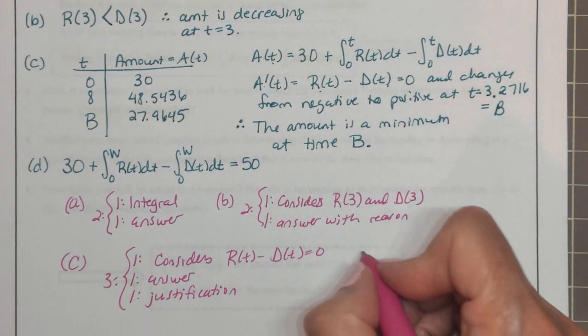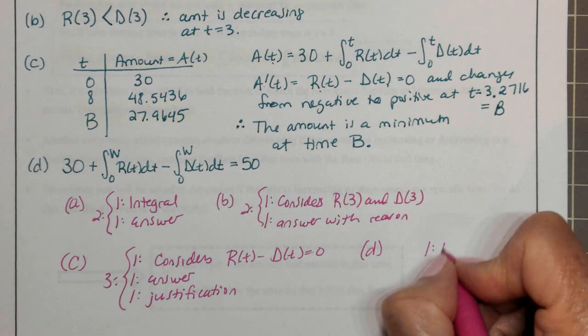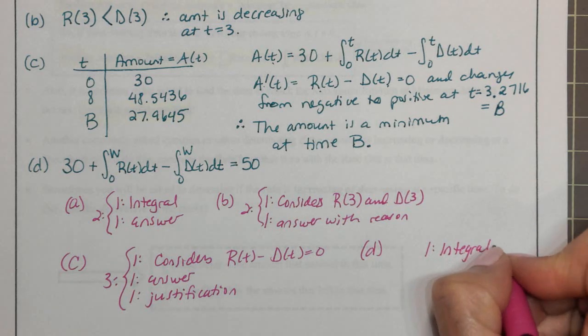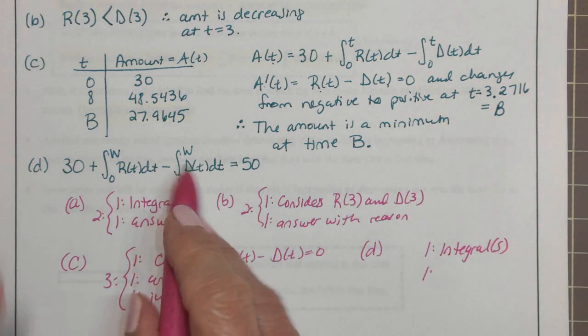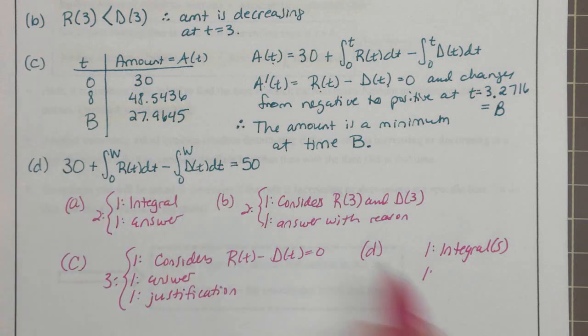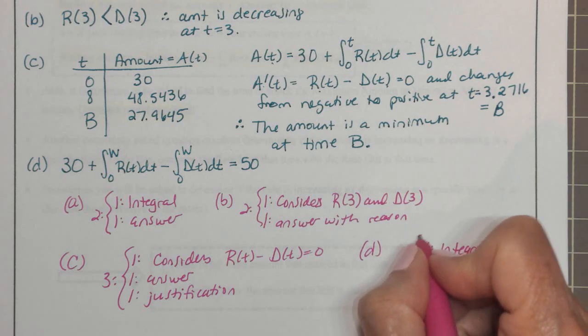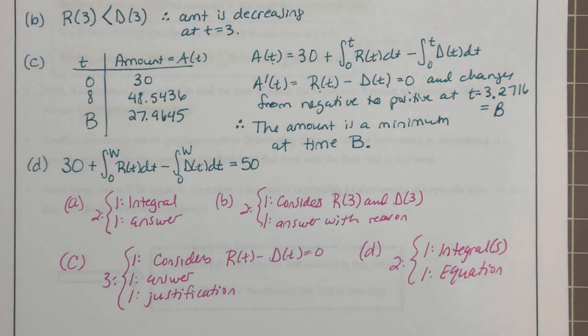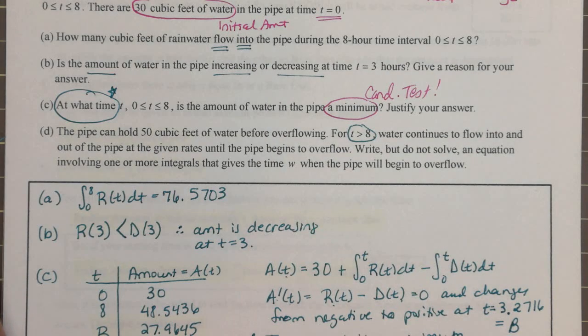Excuse me. Part D, 2 points. 1 point for the integral, or integrals if we used two. We used two integrals. We could have combined these since the boundaries were the same. We could have combined those to make it one integral. 1 point for the equation. Does your equation work? Do you have an equation? You'd be surprised at how many times when the directions say write an equation, the student does not write an equation. So anyway, and that's it for rate in, rate out. Another common type of problem.